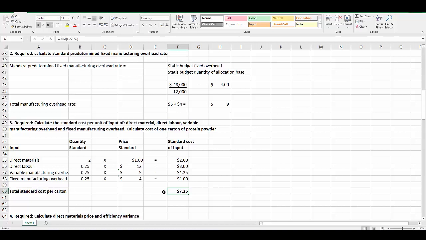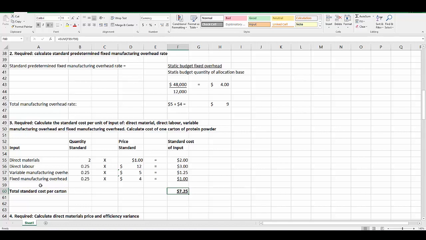So now throughout the rest of the problem, we are going to be looking at how our actual quantities and our actual prices differ from what we had expected. So all of these figures here are the expected or the budgeted standard amount. So this is the quantities you should have used, and these are the prices you should be paying. But of course, in reality, sometimes you end up using more materials, sometimes there could be an increase in the price of materials. Maybe it's going to take you longer to make something than you had thought, and so on.